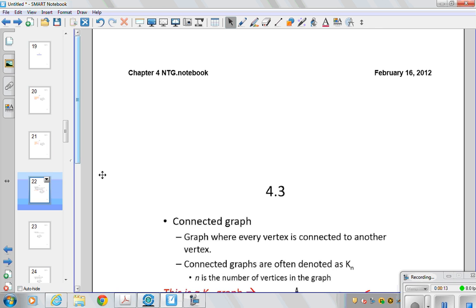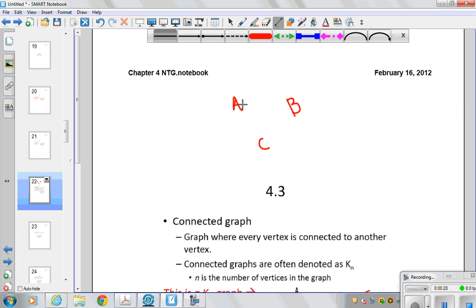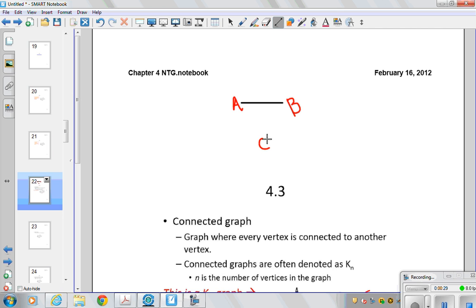A connected graph is a graph where every vertex is connected to another vertex. Let me give you an example. Let's say we had vertex A, and then this was vertex B, and then we had vertex C. If I was to draw an edge just connecting all three in one way or another, that would be an example of a connected graph, okay?